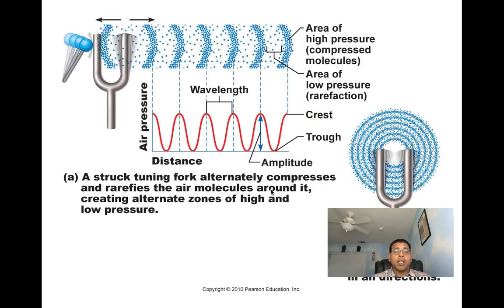Here we can see we've got a tuning fork and this tuning fork is struck and it vibrates from left to right and it produces a series of compressions, high pressure areas, and rarefactions, low pressure areas, which are collectively called a sound wave that moves outward in all directions. So here we can see compressions and rarefactions, basically areas of high pressure and low pressure.